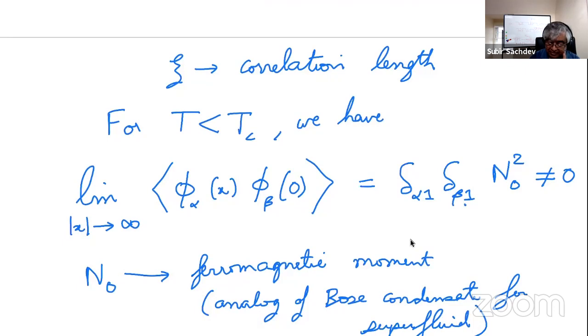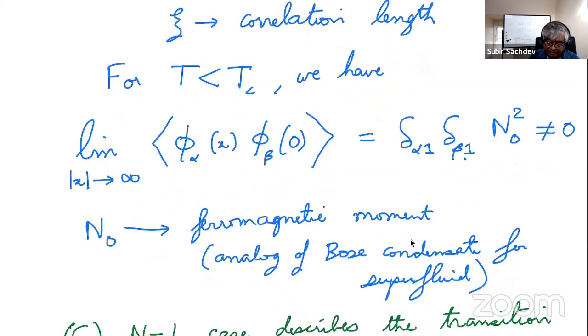As x goes to infinity, this correlation function, say for alpha and beta along the one direction, gives you a non-zero moment. So this is the analog of the Bose condensate. N naught is the ferromagnetic moment.